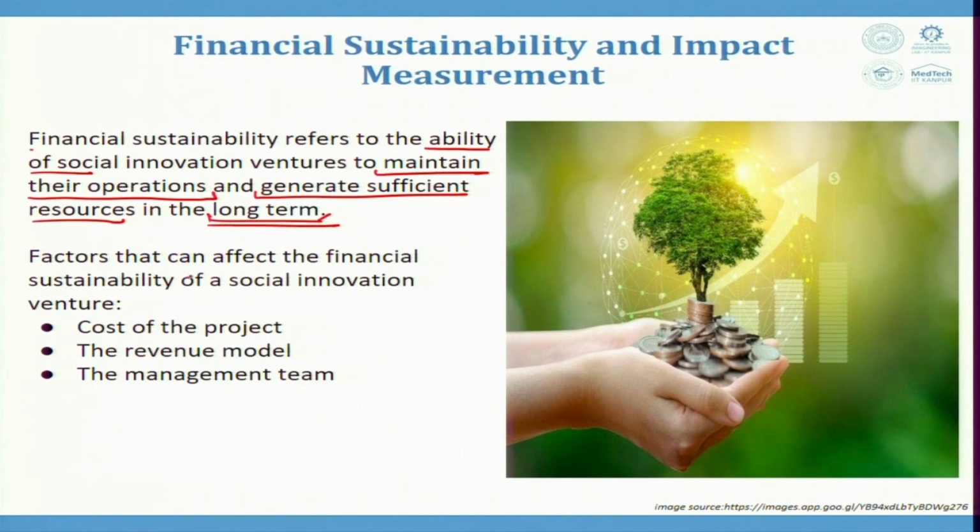The factors that can affect the financial sustainability of a social innovation venture could be: number one, cost of the project, that is, the project's affordability and operating costs are part of it. Then there is a revenue model. Revenue model means what is the necessary revenue that could be generated for the project, or what ongoing funding is there. Then the management team.